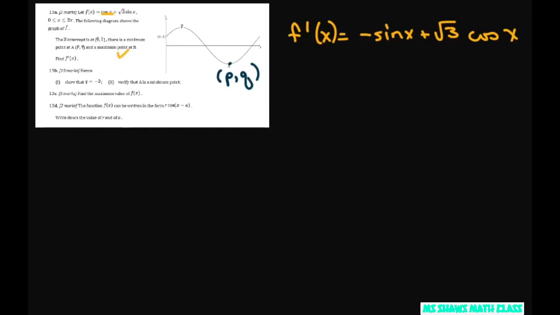So let's start there. We have this point here is (P, Q). To find the derivative, we do f prime of x. The derivative of cosine is negative sine, plus square root of 3, and the derivative of sine is cosine. So that's that part. Hence, show that Q equals -2. So basically, that means you set this to 0 and solve for x.